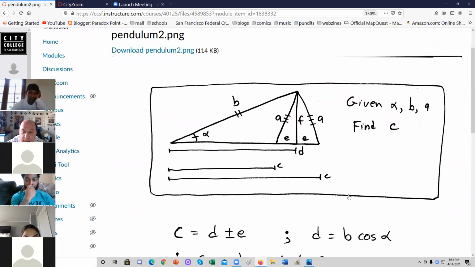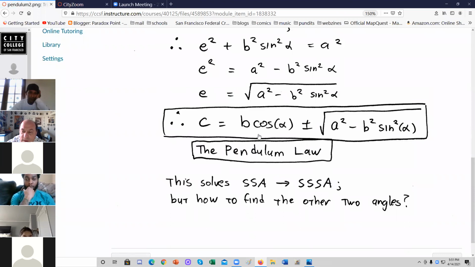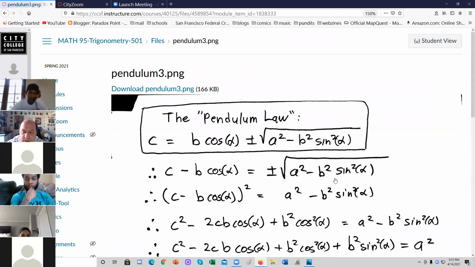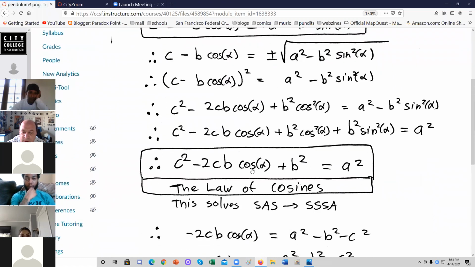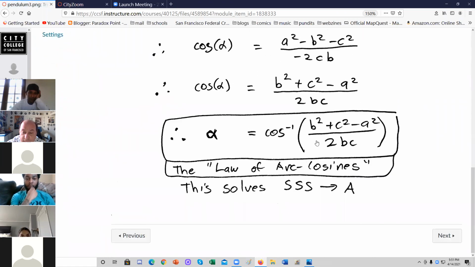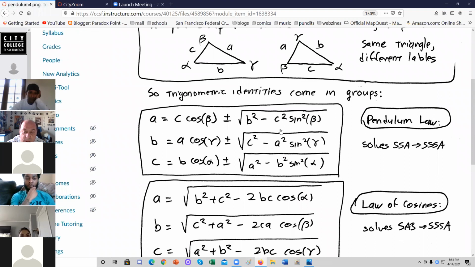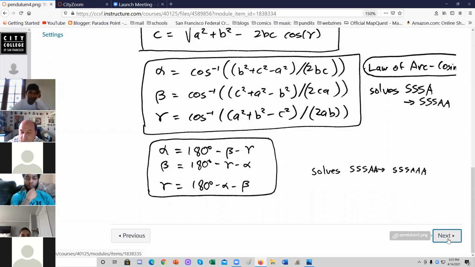go over some geometry that gives us a solution in terms of cosines. And it turns out that this pendulum law, as I call it, is equivalent to the law of cosines, which we've developed elsewhere, and from that the law of arc cosines. And there's a 3-way similarity, and 3 laws of cosines, 3 laws of arc cosines, and so on.